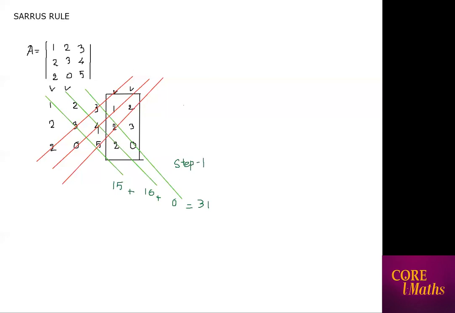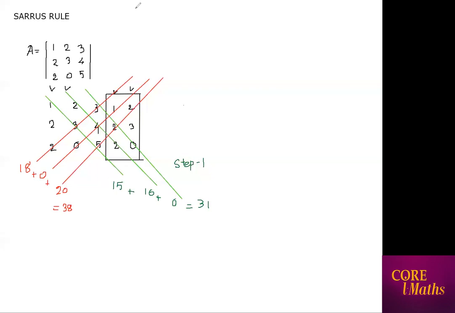Then we'll multiply in the same way. We'll multiply these 3 diagonal elements. So in the first diagonal, 2 into 3 into 3, that is 18. Next, 0 into 4 into 1, that is 0. In the next diagonal, 5 into 2 into 2, that is 5 into 2 is 10, 10 into 2 is 20. Now, the sum of all these 3, you will get the value 38.